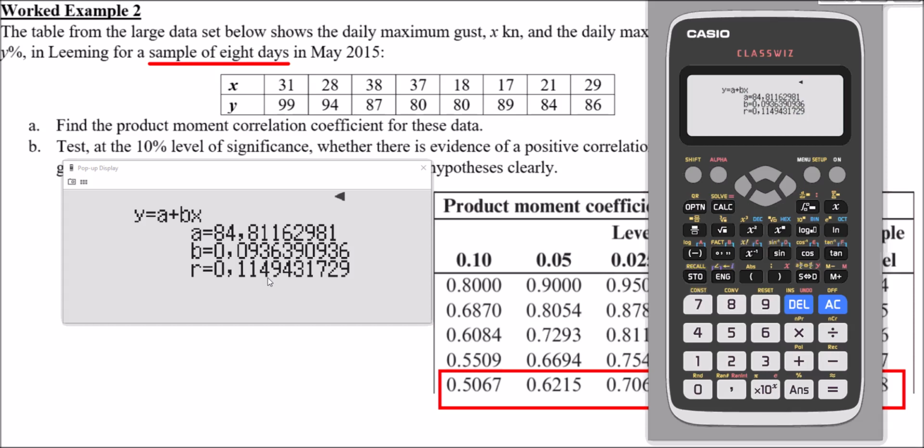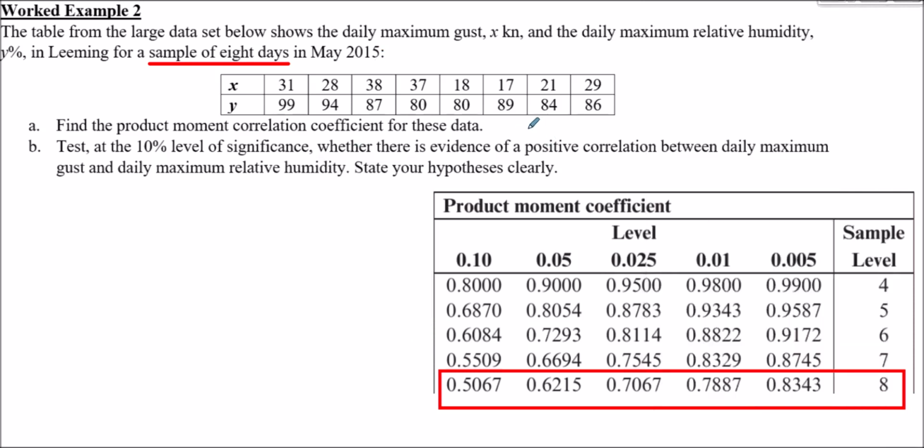No working needs to be shown, it's a waste of your time ultimately. Just write down what your calculator says. The examiner is fully prepared for you just using your calculator for these. The main thing is you need to know how to use your calculator. Some people don't. Don't be one of those folks. So that one, we've got for A, for R equals 0.1149. Simples.